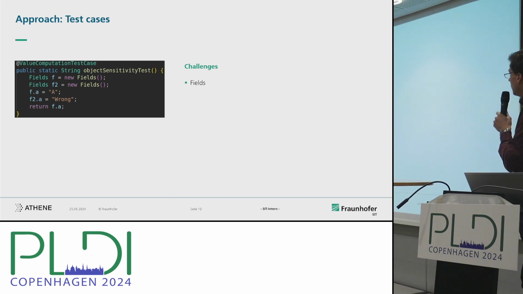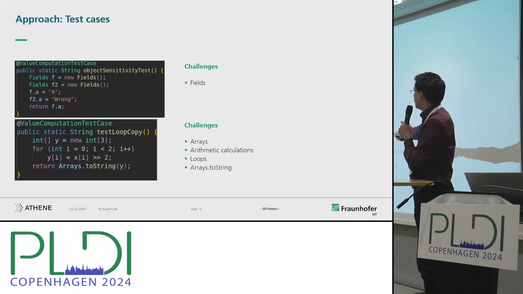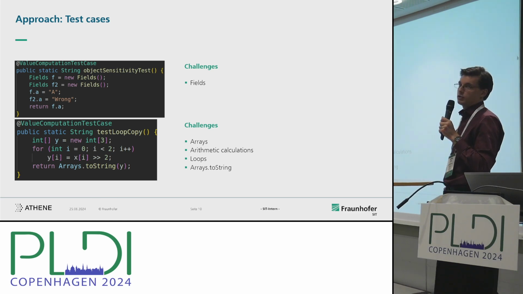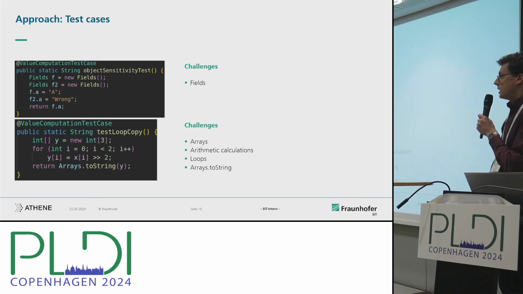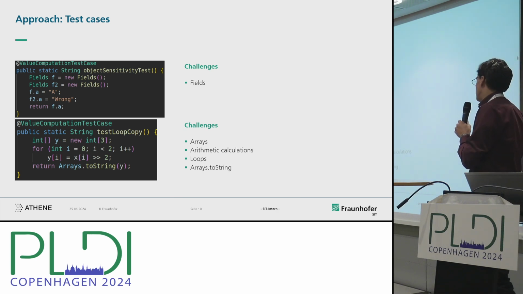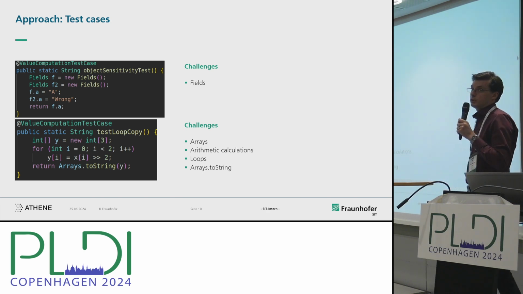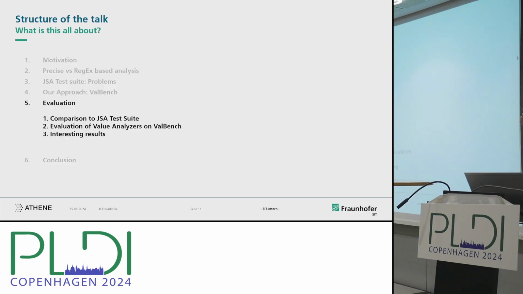And you have a couple of challenges there. For example, the correct handling of fields. We have seen this in the previous talks. If you mess up your fields, you might actually have false positives due to cross-referencing. Or, for example, what about the typical obfuscation style analyses? You have arrays, you have arithmetic calculations, you have loops, you have API calls like Arrays.toString. If you don't have a model for Arrays.toString, you will not get a value out of this one.